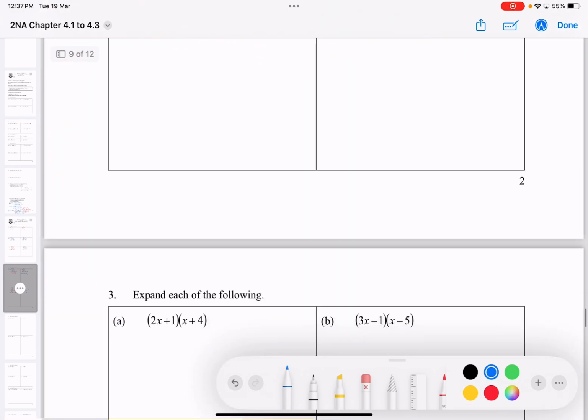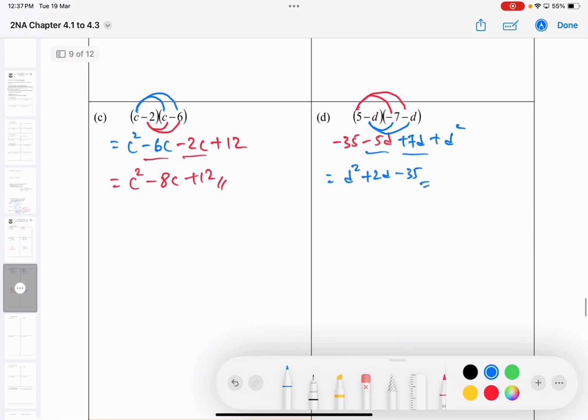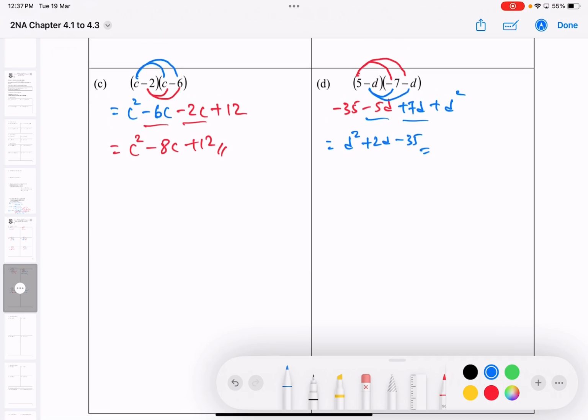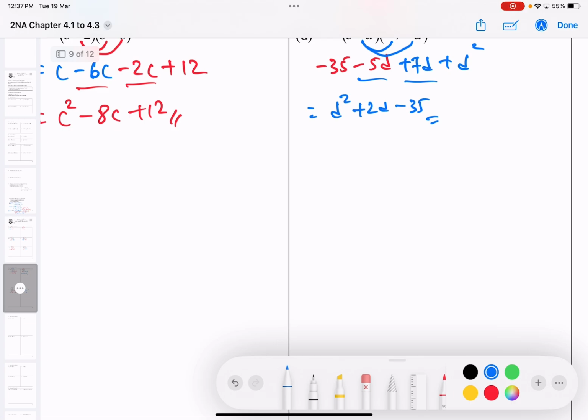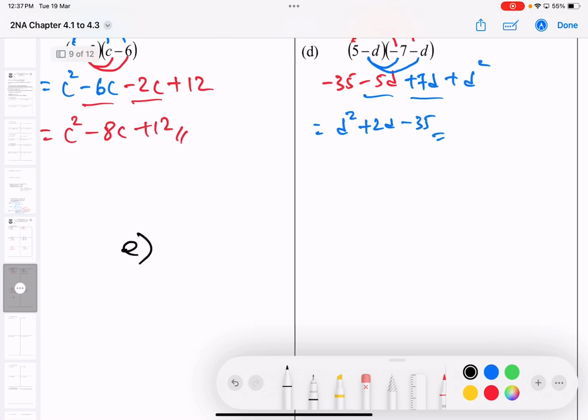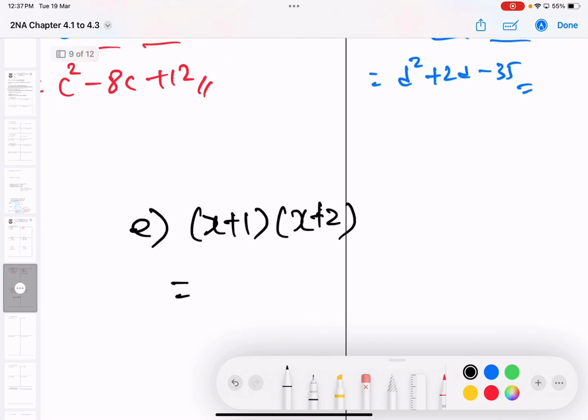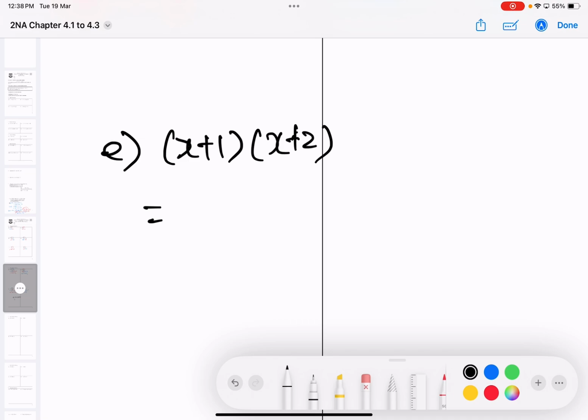Can you try? Can you just write down one more example at the bottom and try this by yourself? Part E, okay? X plus 1, X plus 2. Can you write this down and expand this? Do this by yourself and then next is your recess right after this. Quickly finish this, and then I'll send you off.